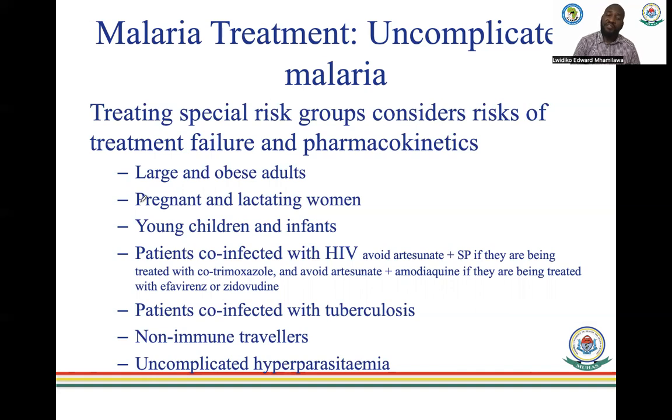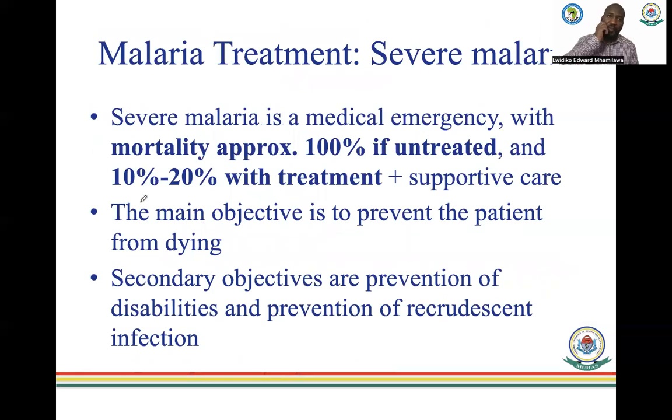For non-immune travelers, irrespective of whether or not they were non-immune, ACTs are recommended for these patients. And also uncomplicated hyperparasitemia, patients that have a high parasite rate but still have uncomplicated malaria, are recommended to be treated with ACTs, but also monitored very closely on the decline of the parasitemia.